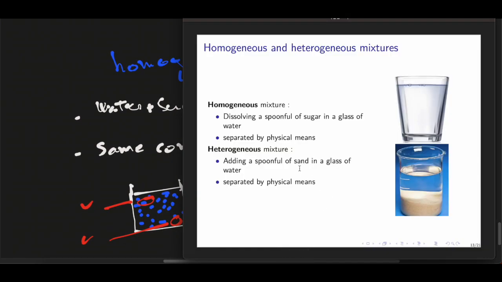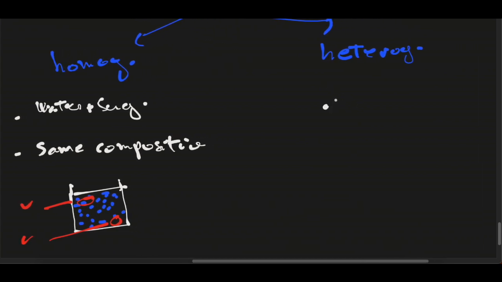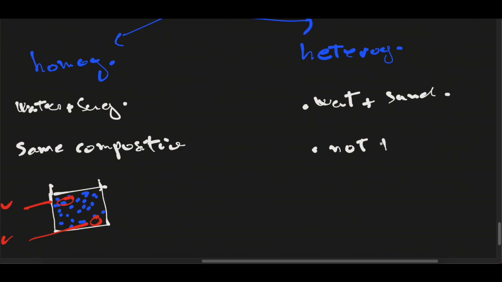But if we take sand and add it to water, we can notice that there is a big difference between before adding the sand and after adding it. Here we can see that we have 2 layers. We have a layer of sand and a layer of water, which means that water and sand are not homogeneous. Instead, they are heterogeneous. Also, the composition isn't the same. We don't have the same composition.